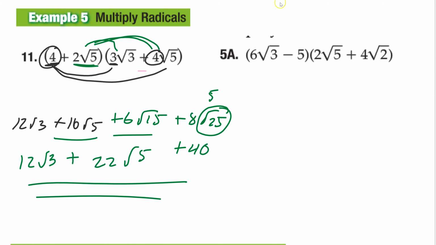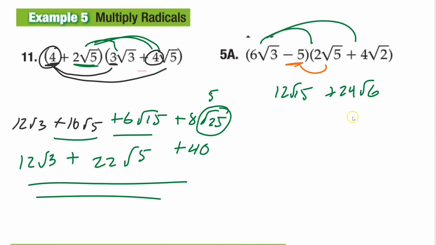This is the same thing. Another one. Let's do it real quick. So that's going to be 12 rad 15. That's going to be 24 rad 6. Then the next one. That's going to be negative 10 rad 5. And that's going to be negative 20 rad 2. I could add these two. No, I can't. So they're all different. And there you go. You're done with that one.